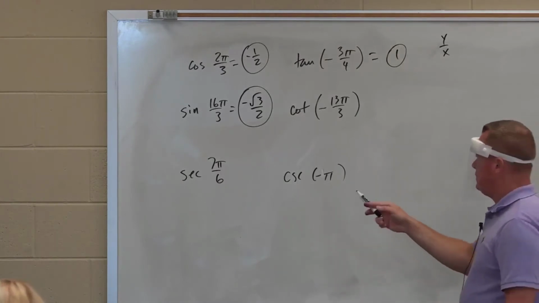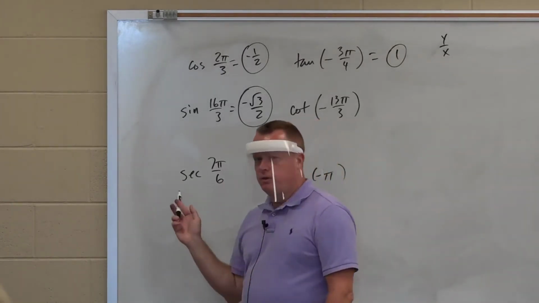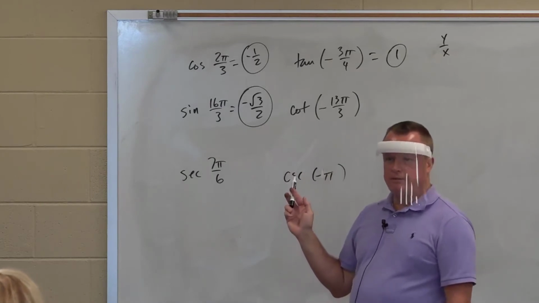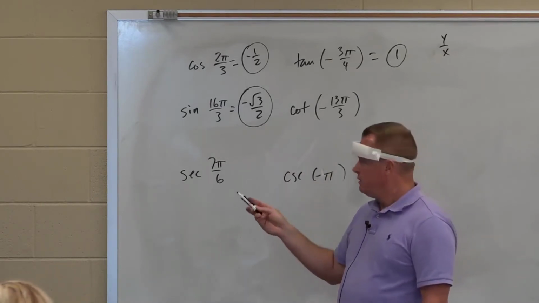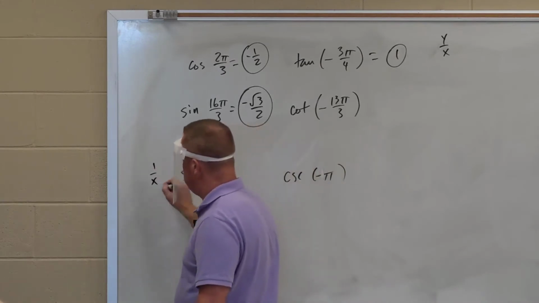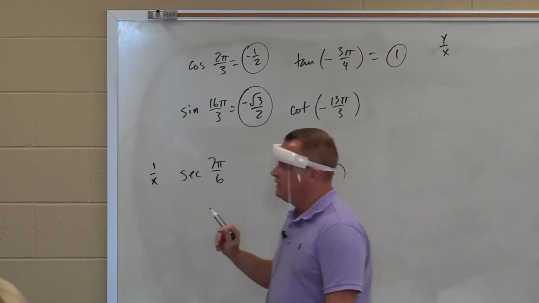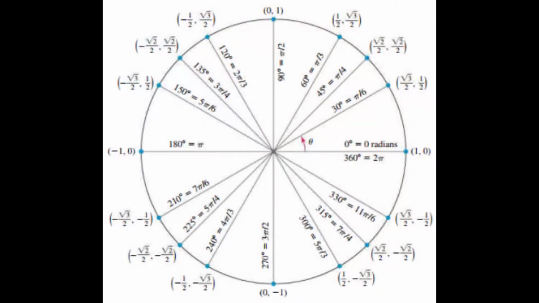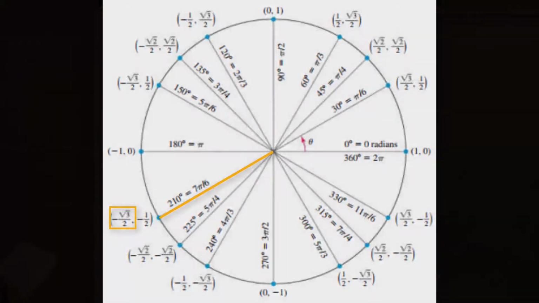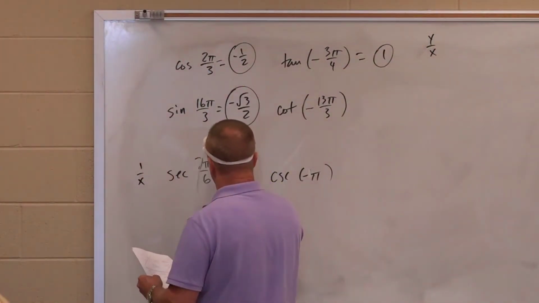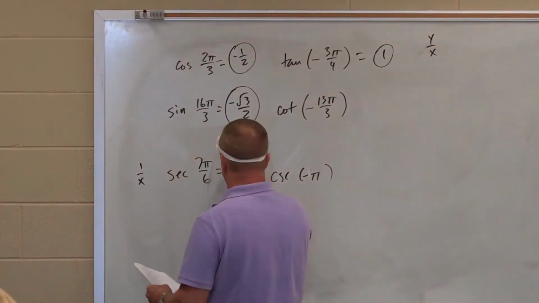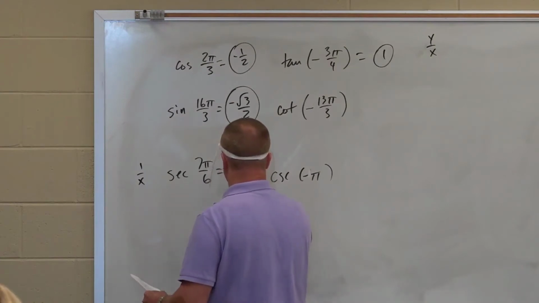Let's do secant. All right, secant is the reciprocal of what? Cosine. Cosine is x. So that will be 1 over x. Right? Okay? 7 pi over 6 is here. X coordinate, negative root 3 over 2. Right? So negative root 3 over 2 flipped would be negative 2 over root 3.